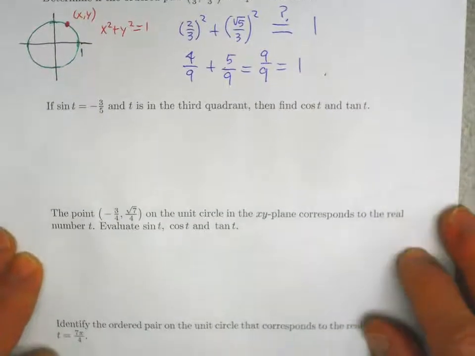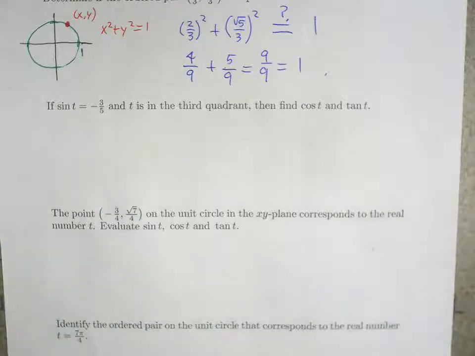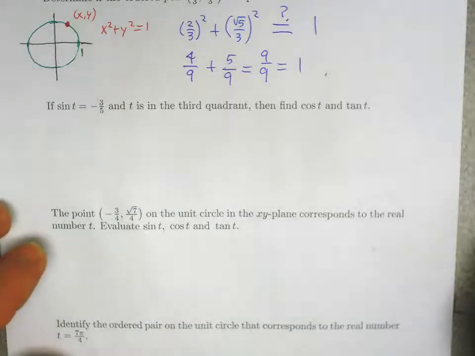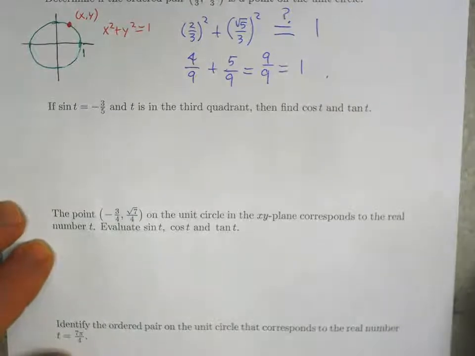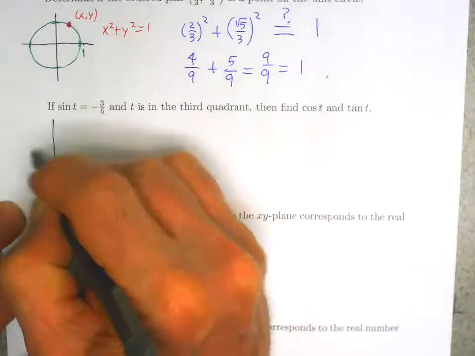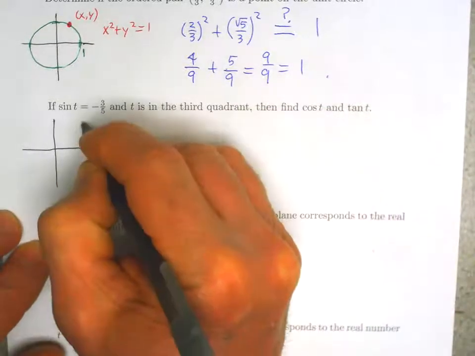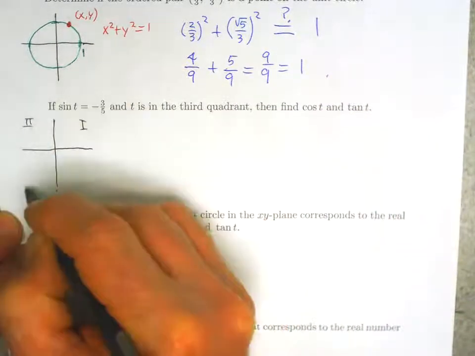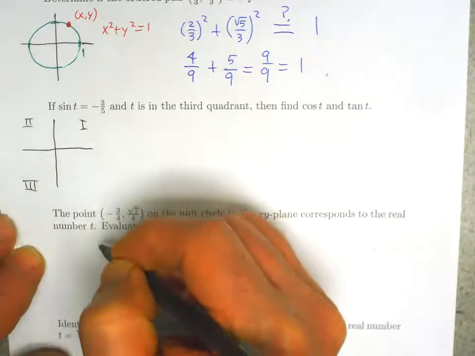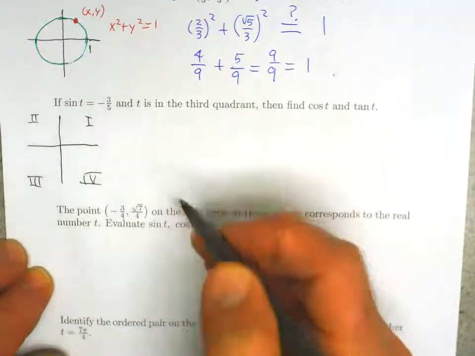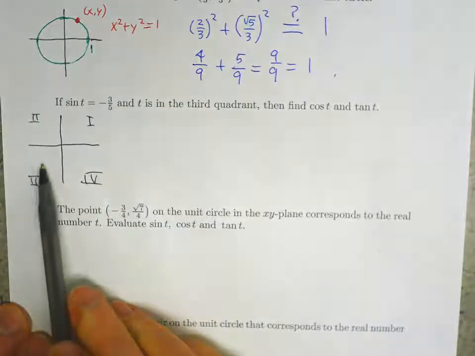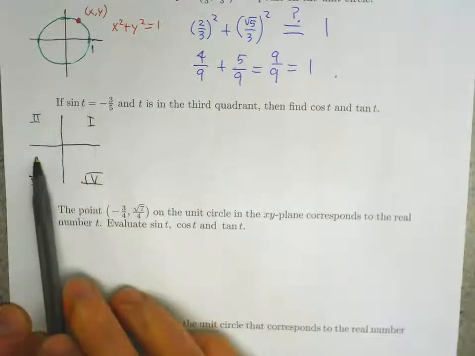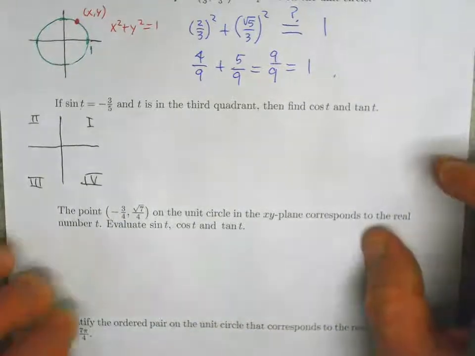Okay, next problem. If sine of t equals negative 3/5 and t is in the third quadrant, find cosine of t and tangent of t. Okay, if it's in the third quadrant, well, we know that sine is negative and cosine is negative and tangent is positive. So we'll keep that in mind.